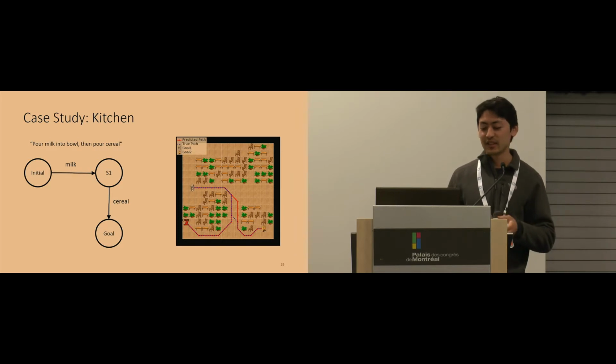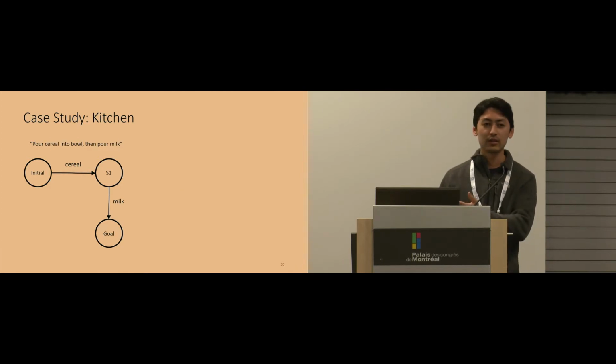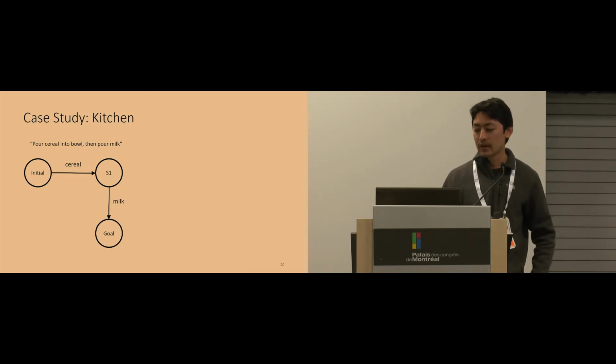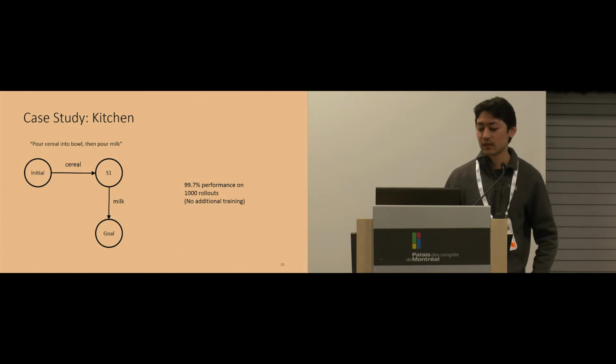But let's say that you don't like it when your cereal is floating on top of your milk, and you want it so that you pour the cereal in first and then the milk. So instead of retraining from scratch and needing new expert demonstrations, since we have this representation as an FSA, you can just switch the two transitions so that cereal causes your transition to state 1 and milk causes your transition to the goal state. So we tested this out. We learned from expert demonstrations, and then we modified the policy, and it gets the same very high performance on the manipulated policy without any additional training.